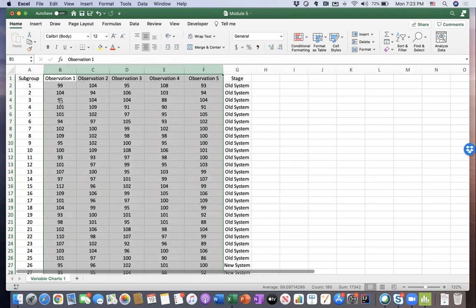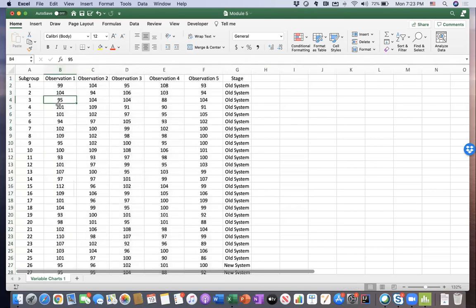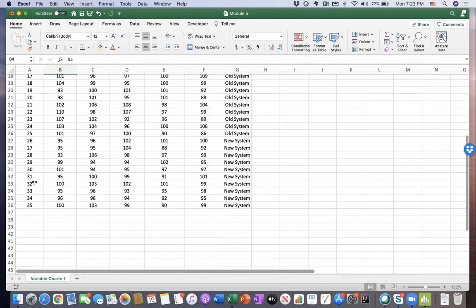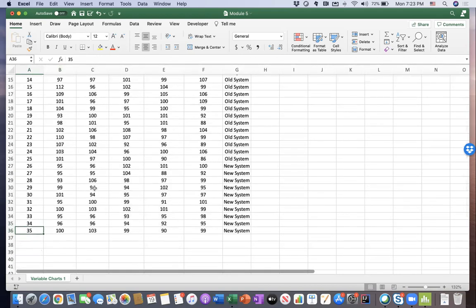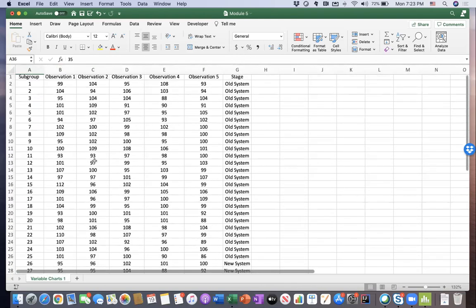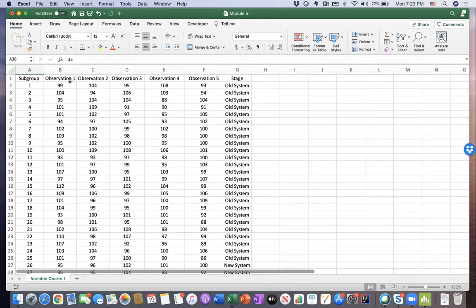And what we have here is 35 different subgroups, and each subgroup has five randomly selected cars, right? They were collected, observed, and measured at 35 different times. And every time that the company did this monitoring analysis, they randomly selected five different cars coming out of the line, and they measured the thickness levels on those cars and recorded those numbers here, right?